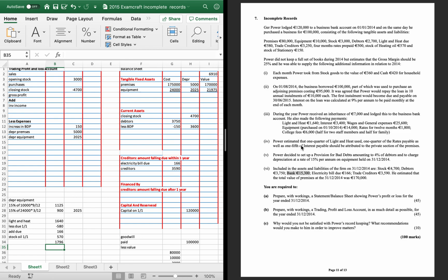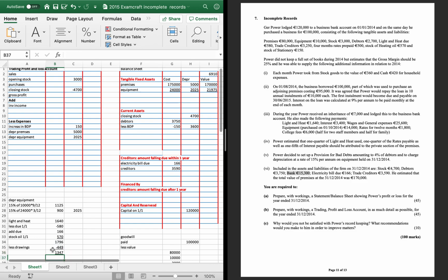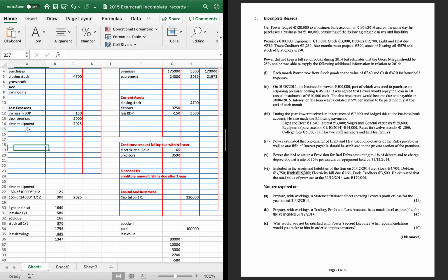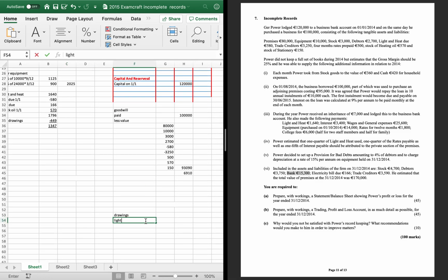Okay, so let's have a look at it and then see, was there drawings? Because there's pretty much always drawings in light and heat. So power estimates that 1/4 of the light and heat, 1/4 of that is for the private section of the business. So we'll take that, we'll find 1/4 of it. That's 449. And we're going to take that away to get our expense. And that's 1347. And at that point, I'm going to start my drawings working. We've got 449 that needs to go in immediately. Okay, so that's our light and heat.